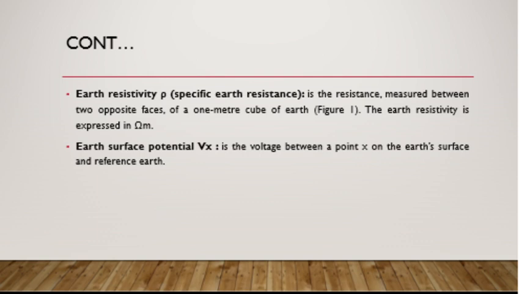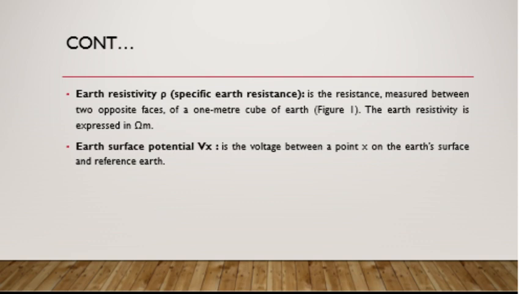Okay, so the next coming is earth surface potential. The earth surface potential is nothing but the difference of the voltage between a point X on the earth surface and the reference earth. So here we will not be taking the potential of that earthing rod. We are taking the potential at the earth only, other than the reference earth.